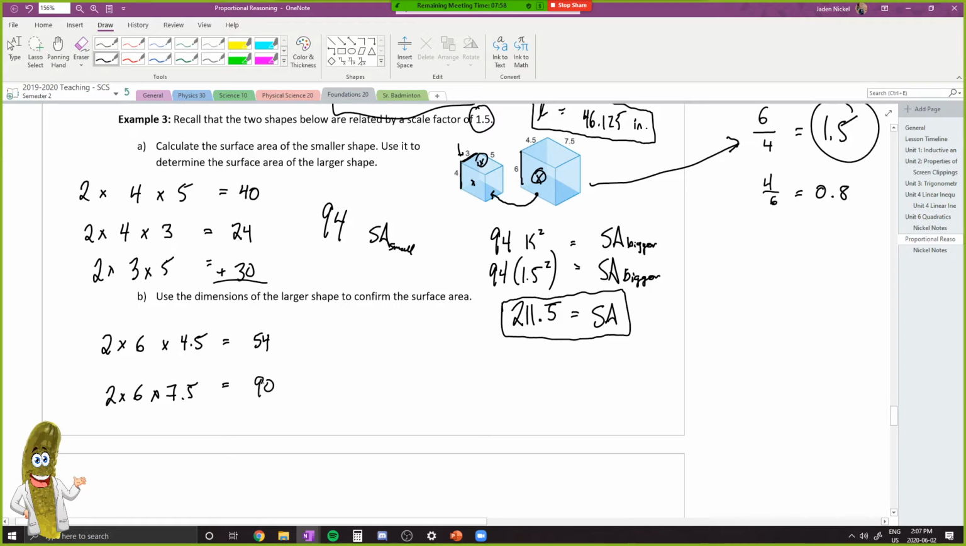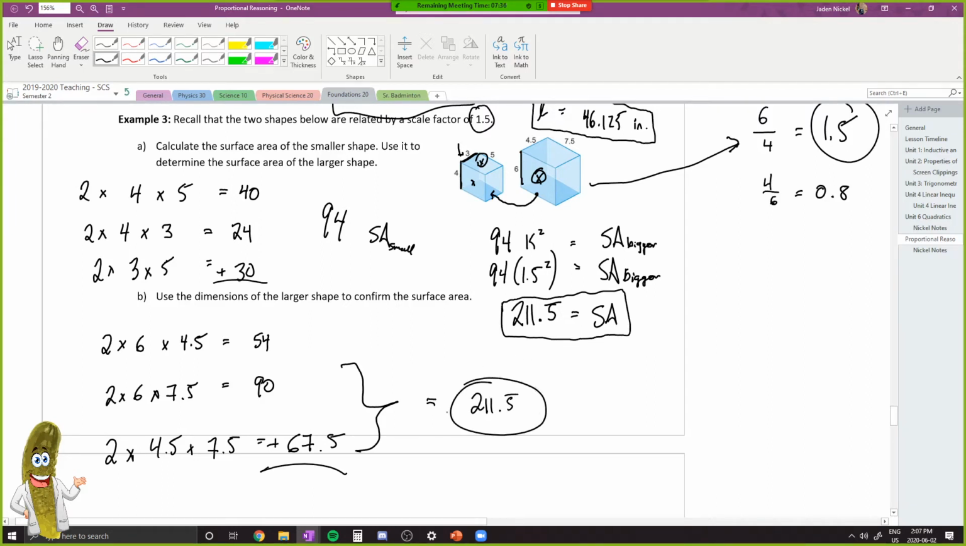That one's equal to 90. And then the last thing we need to do is the 2 by 4.5 by 7.5 side. When you do that, that one's 67.5. And when you add all of those numbers together, those add up to 211.5.